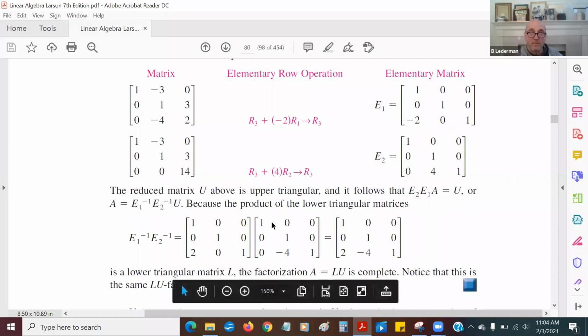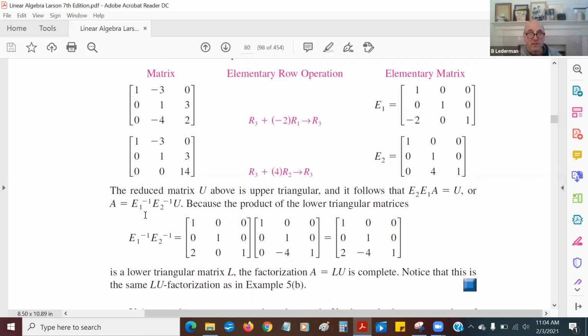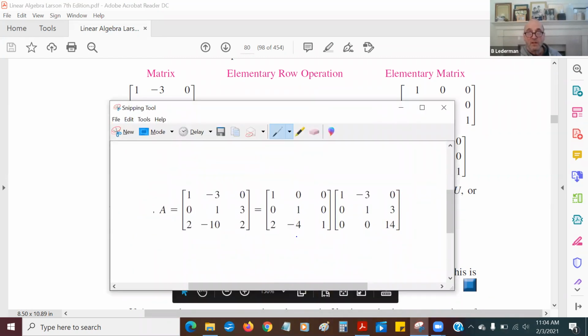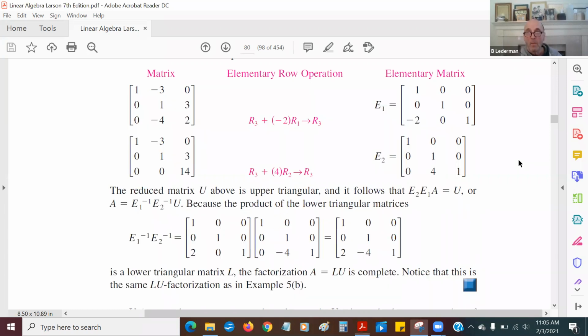So this product of these 2 lower triangular matrices multiplies out to a lower triangular matrix, but notice that this product is a lower triangular times U, which is upper triangular. So we actually have the LU factorization. In fact, we saw it. This is the thing I skipped. This is the lower triangular, that's the upper triangular, and that's what we just got with this process.